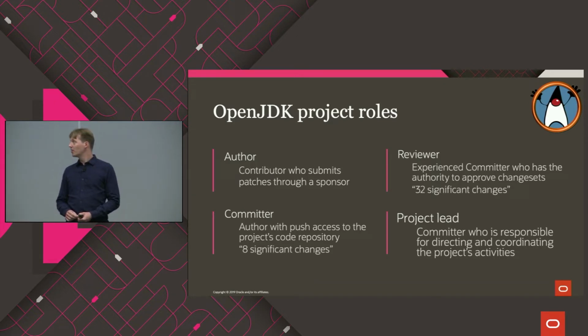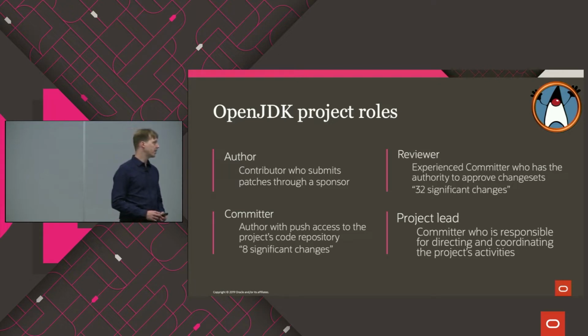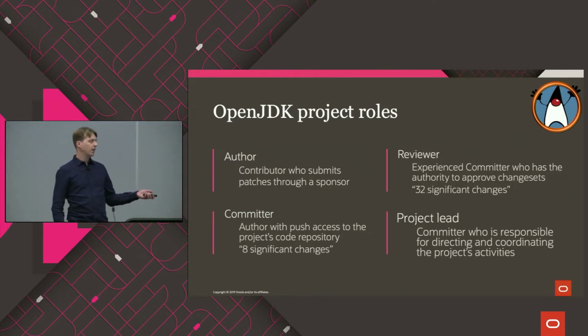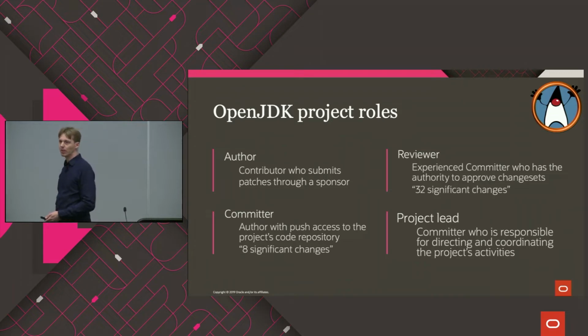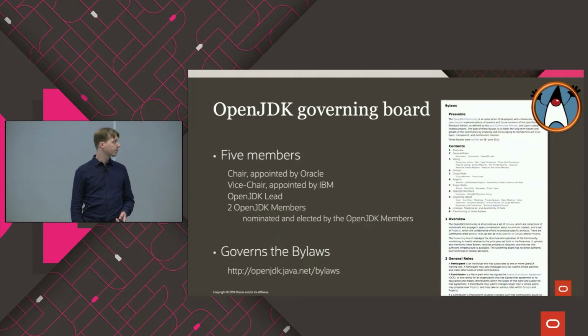The same happens later on. If a committer has contributed a large amount of significant changes, he can become a reviewer of the project. So the committer is allowed to push code into the repository. The reviewer is the one with the actual power who is determining if a change is good enough to actually go in. So you need to have the reviewer's approval before you can commit something. Each project also has a project lead, who is basically any committer that is suitable to lead the project.